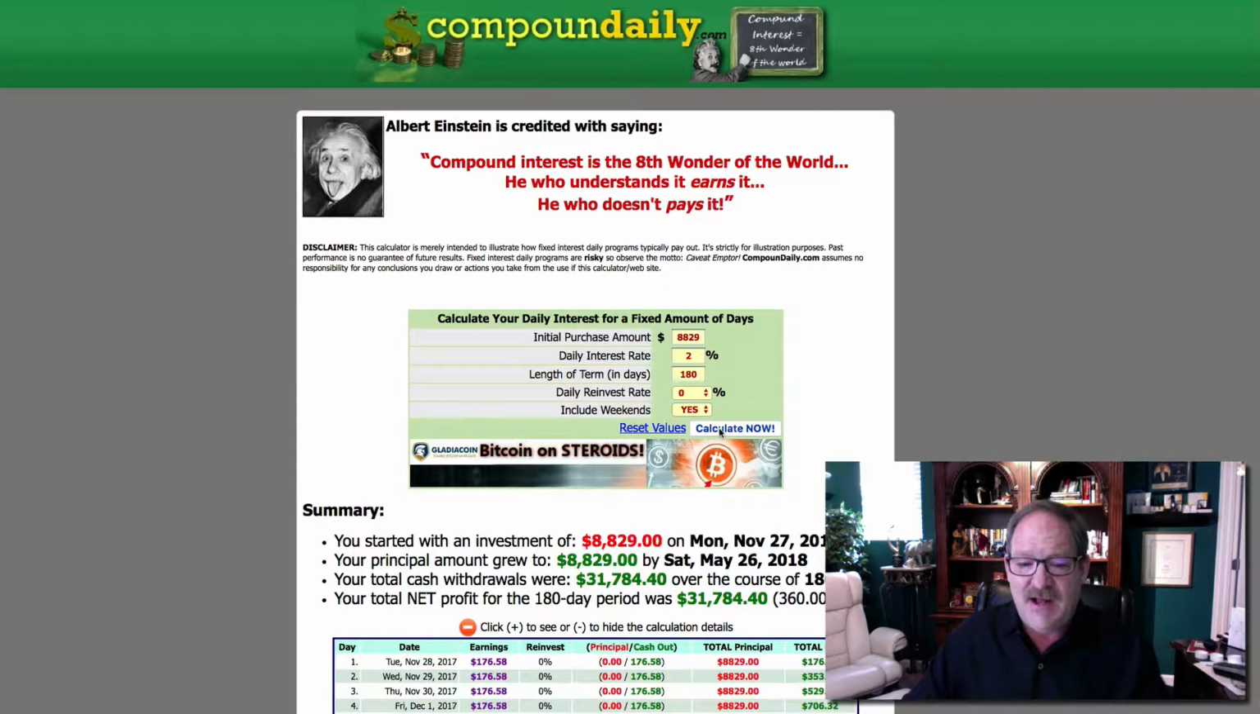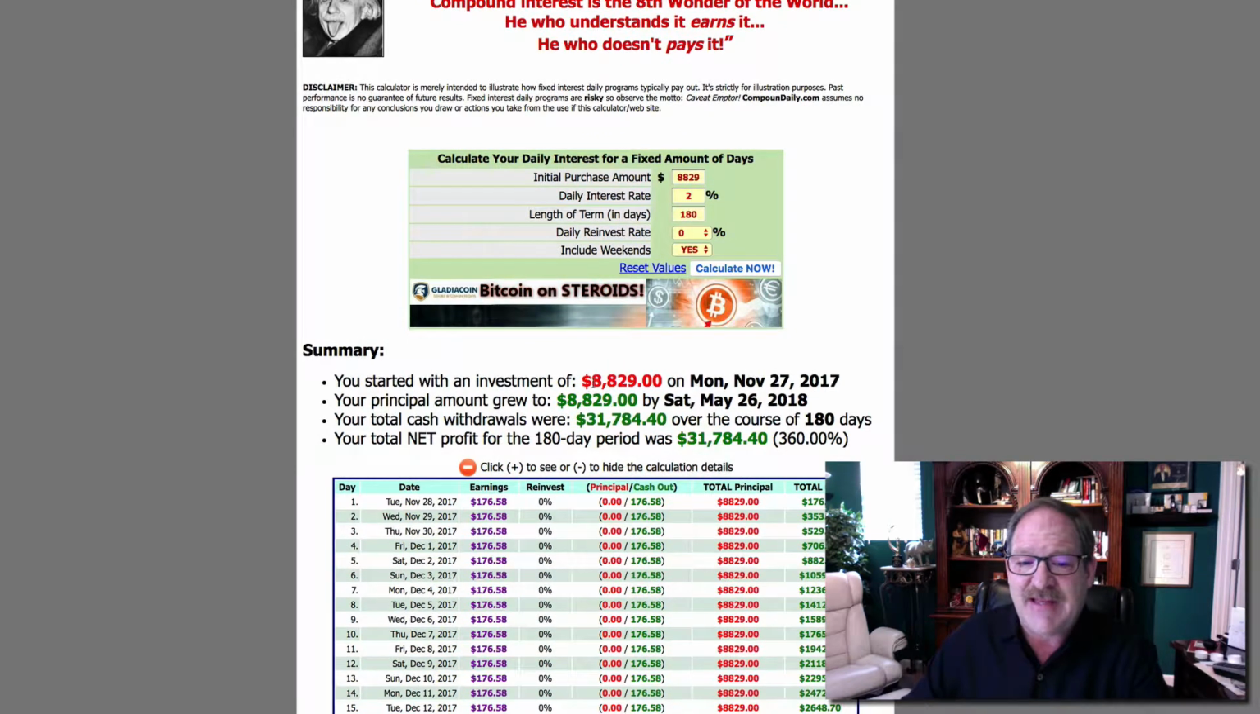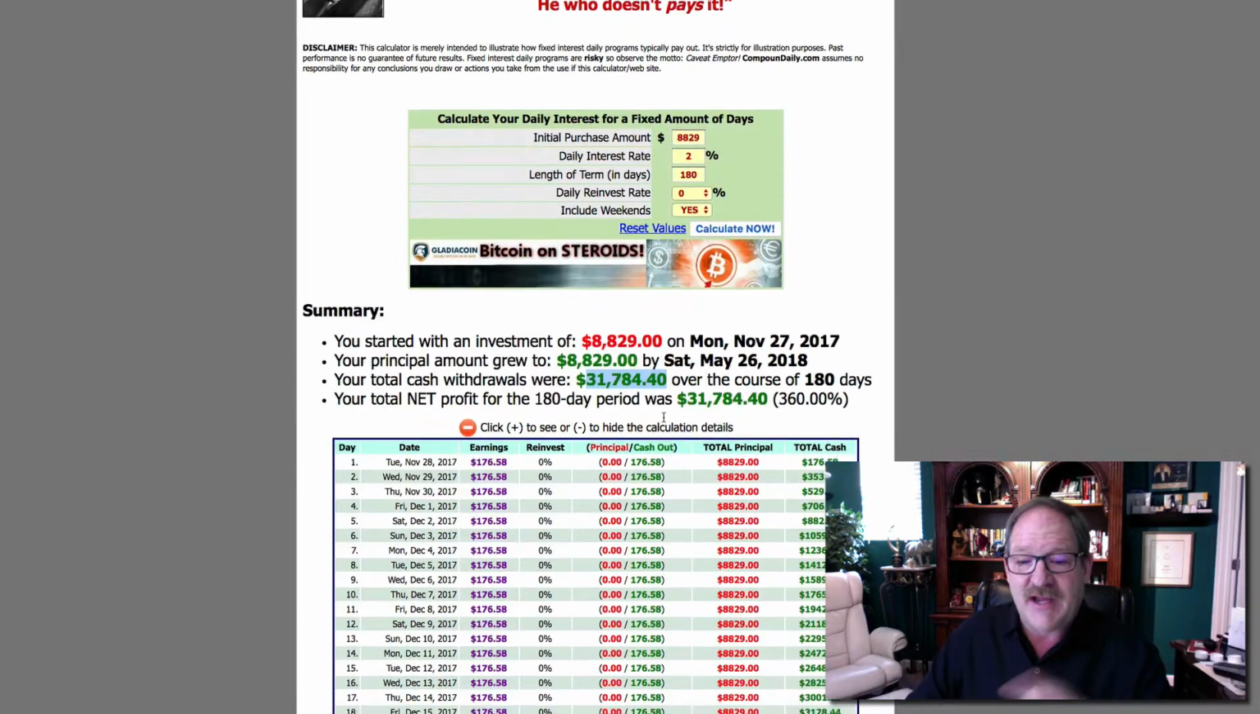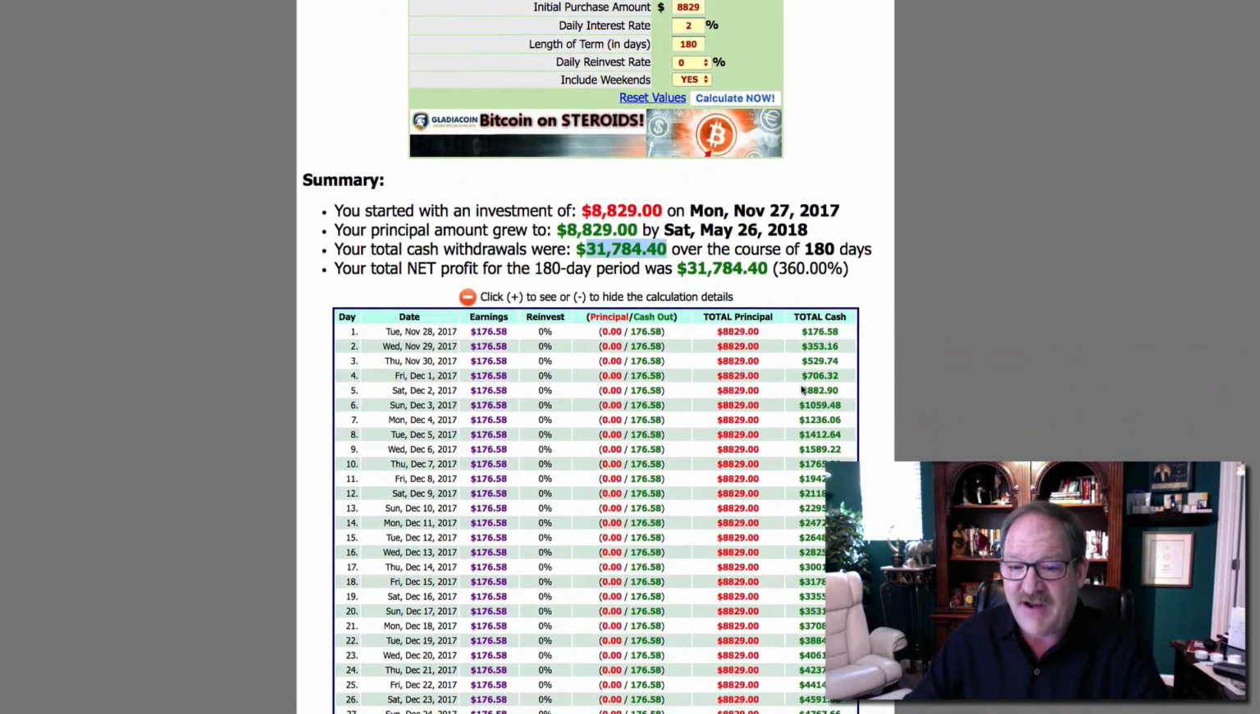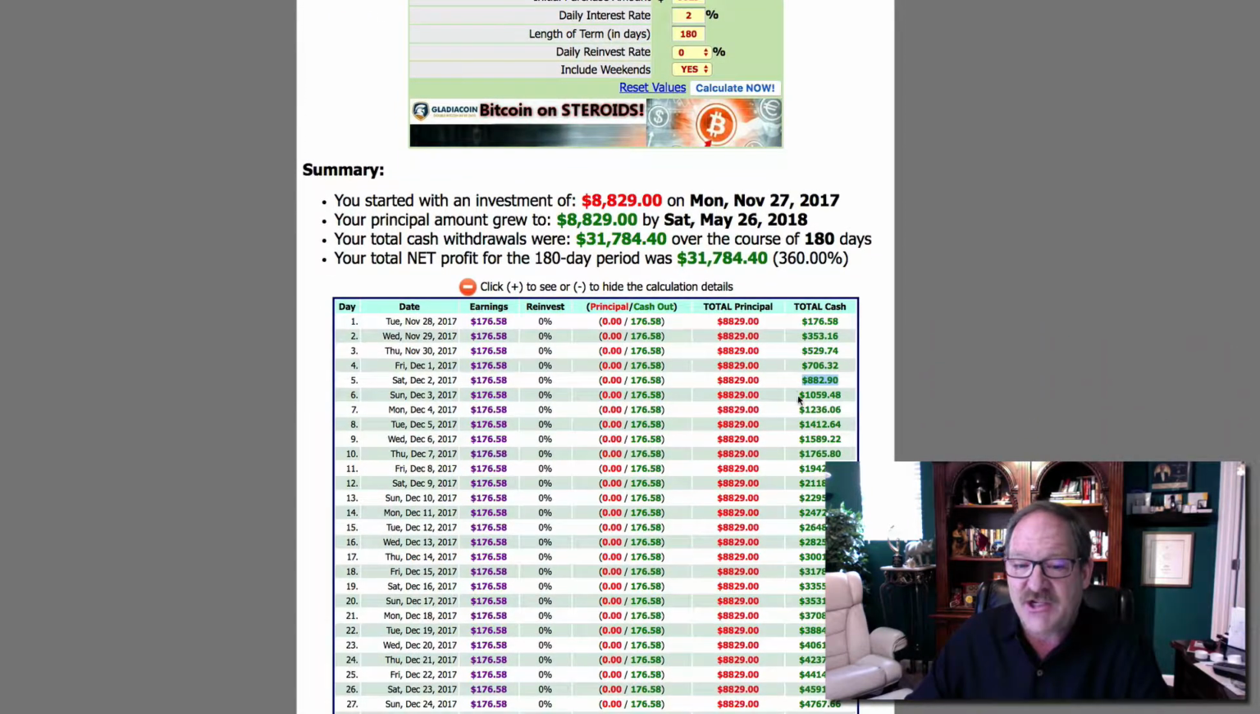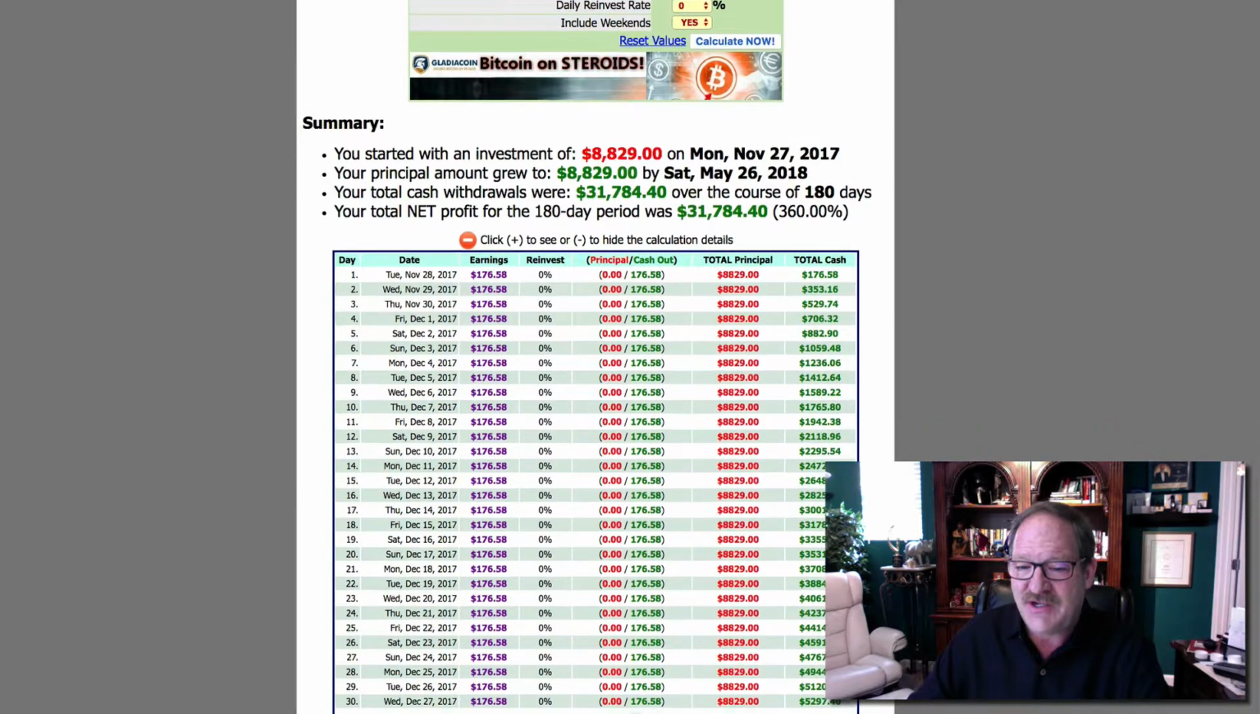Calculate that now. That's saying that if you take that $8,000 in there, you don't reinvest it, you take out your profit, at the end of 6 months, that $8,000 is going to be worth $31,000, okay? But you're going to cash out all this on the side over here. So you start pulling out this cash right here every day. Yes, every day you're pulling out this cash, okay?